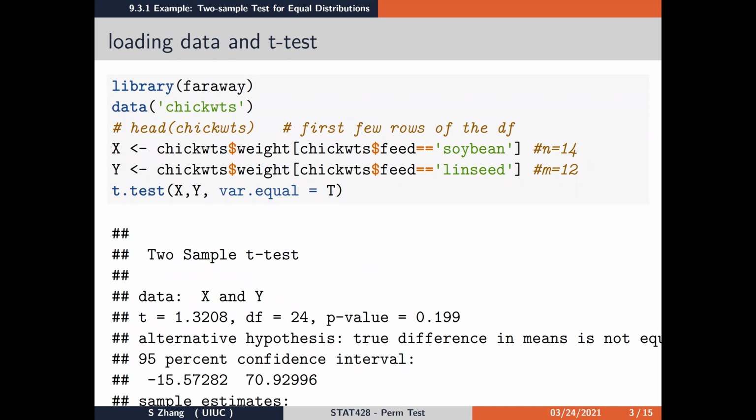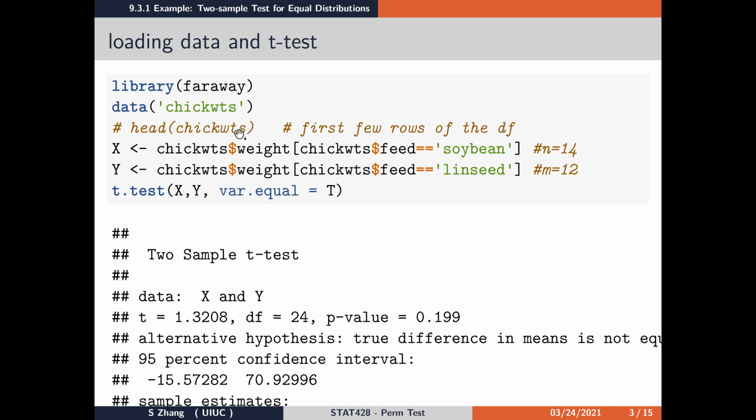Okay, so let's first take a look at this data set and then perform the two-sample t-test, which you might be familiar with. If you haven't already, please install the faraway package by doing install.packages faraway. And then you will need to load the chickwts data inside the faraway package for this example. I have commented out the code for displaying the first few rows of the data frame chickwts. If you want to take a look at it, please uncomment this row and you'll be able to look at what the data frame looks like.